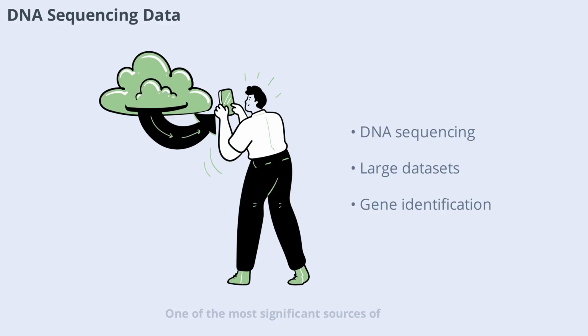One of the most significant sources of data in bioinformatics comes from DNA sequencing. Modern sequencing technologies can read billions of DNA bases in a single run, producing vast datasets. Bioinformaticians develop tools to assemble these sequences, identify genes, and compare genomes across species. This work is crucial for understanding genetic diseases, tracing evolutionary relationships, and even developing personalized medicine. The ability to handle and interpret such large-scale data is what sets bioinformatics apart.